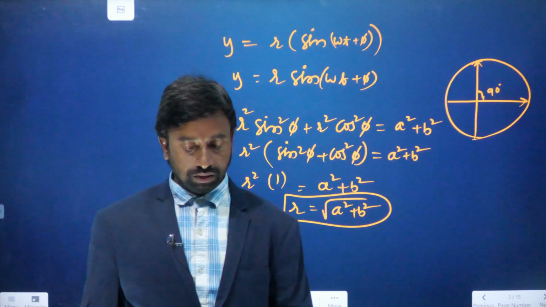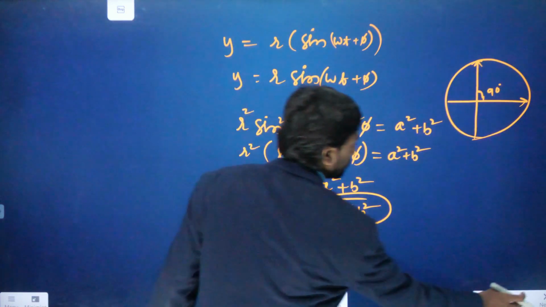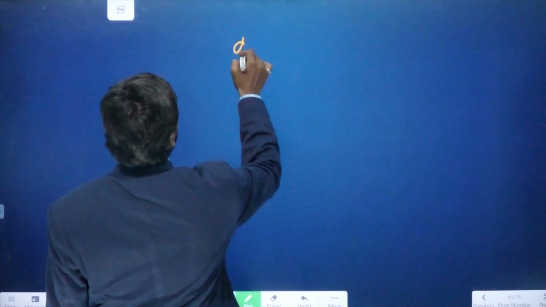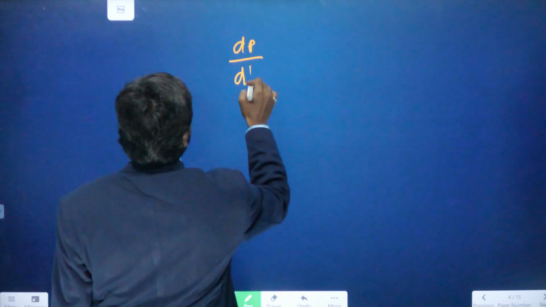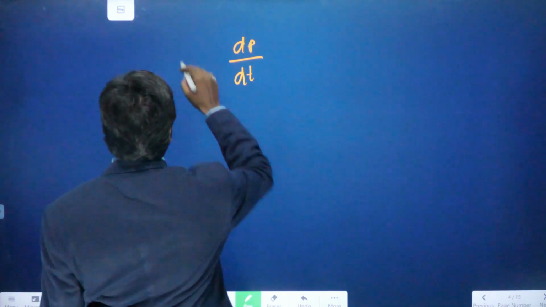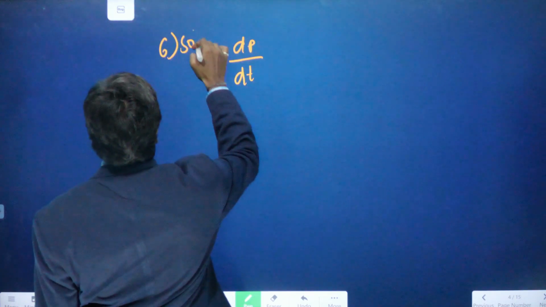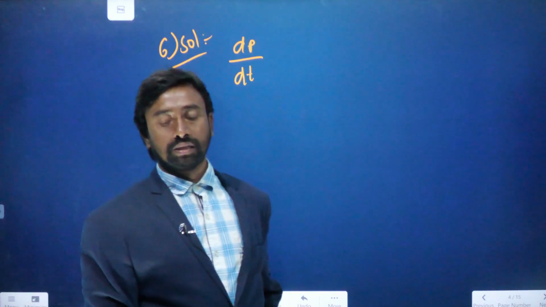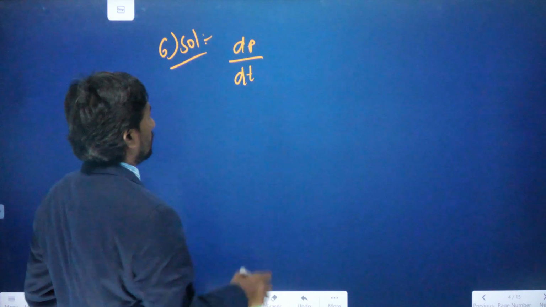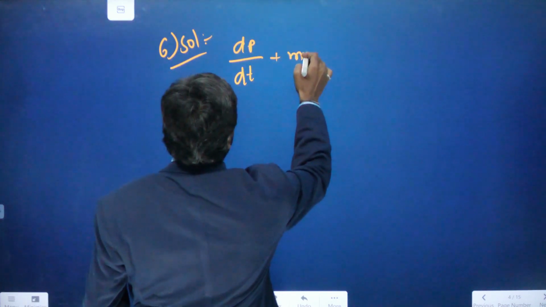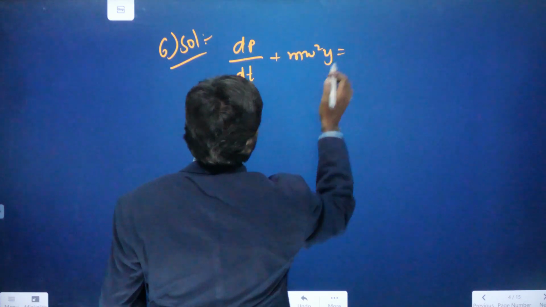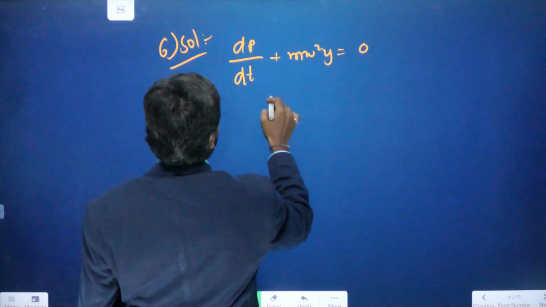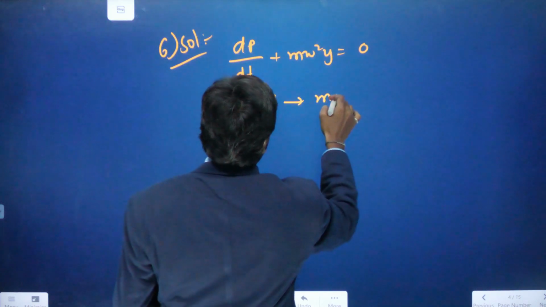Now the sixth one is given here, the equation of motion. The equation of motion of a particle is given by dp by dt plus m omega square y is equal to 0, where p is the momentum.